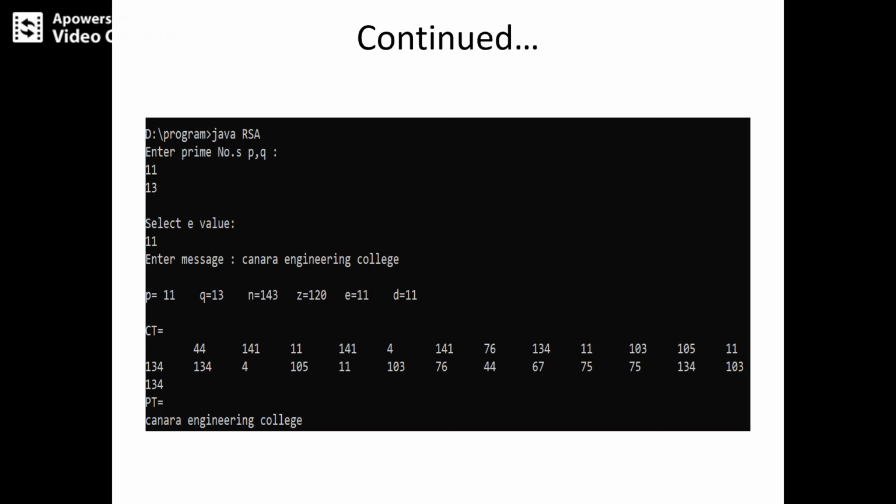Like that, depending upon the buffer size of the program, that many characters will be encrypted, and we will get back the decrypted message, whatever plain text we have taken.